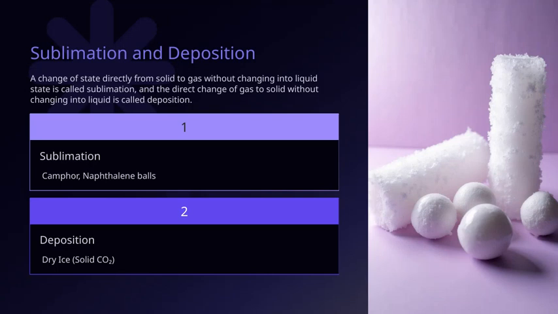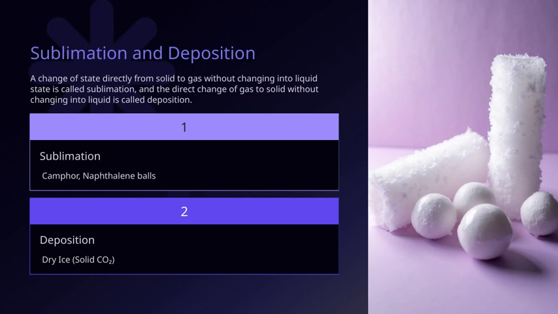Now, let's explore sublimation and deposition, which are fascinating changes of state. Sublimation occurs when a solid turns directly into a gas without becoming a liquid first. This is quite interesting because it skips the liquid phase altogether. You might have seen this happen with substances like camphor or naphthalene balls, those mothballs you might have in your closet. They slowly disappear without melting, which is a perfect example of sublimation.